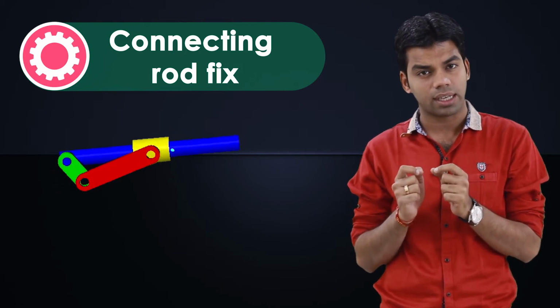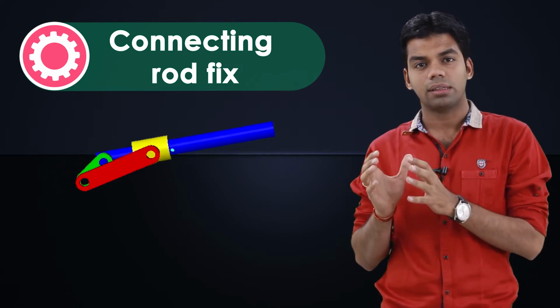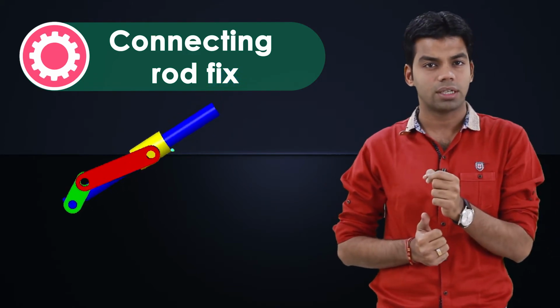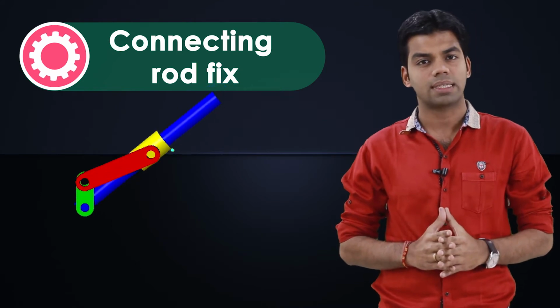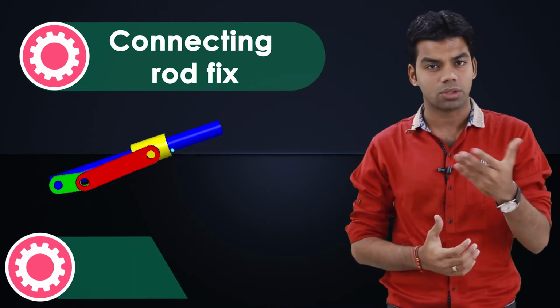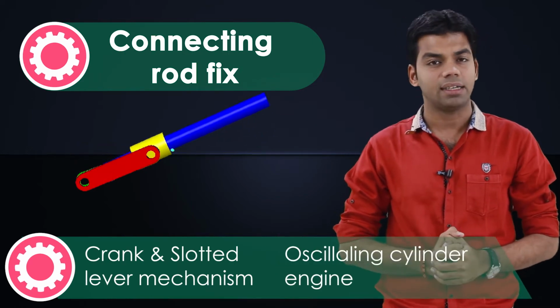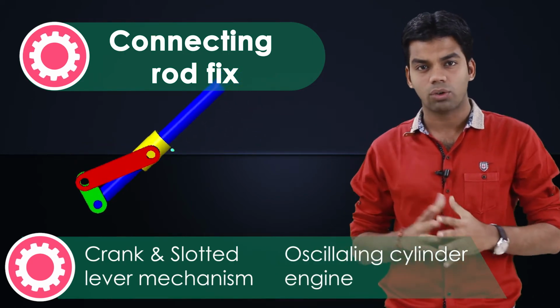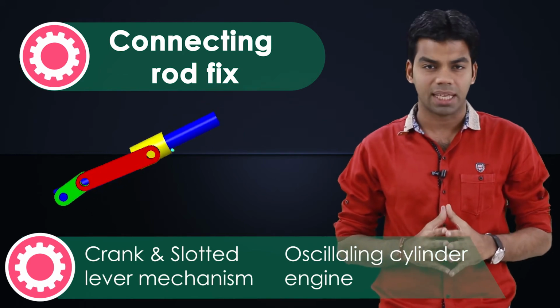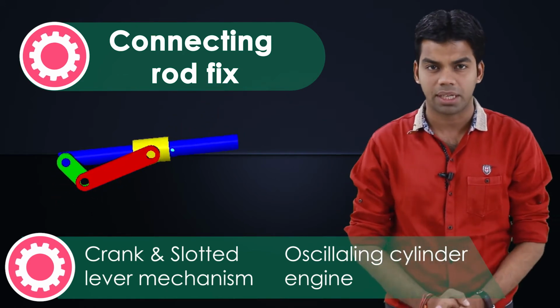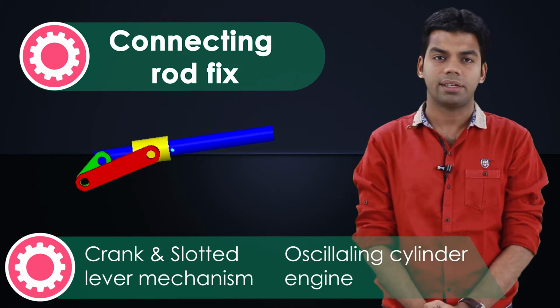As you can see here, if the connecting rod is fixed and the crank is rotated, it will give oscillating motion to the cylinder, because the connecting rod is now fixed. This particular mechanism also has 2 different applications. First is the crank and slotted lever mechanism, which is also a quick return motion mechanism, and second is the oscillating cylinder engine. So when the connecting rod is fixed, you are getting 2 different mechanisms: the crank and slotted lever mechanism and the oscillating cylinder engine.